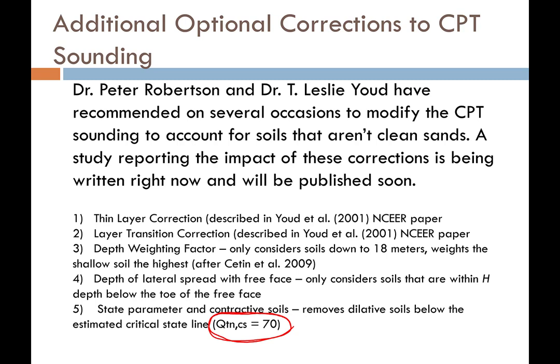So we can basically state then that anything that is dilative, or anything that is greater than that QtnCS of 70, we would remove it and say, nope, it's not susceptible to lateral spread. So these are different than corrections that you can apply. If you do apply them, then it will reduce your predicted lateral spread substantially.